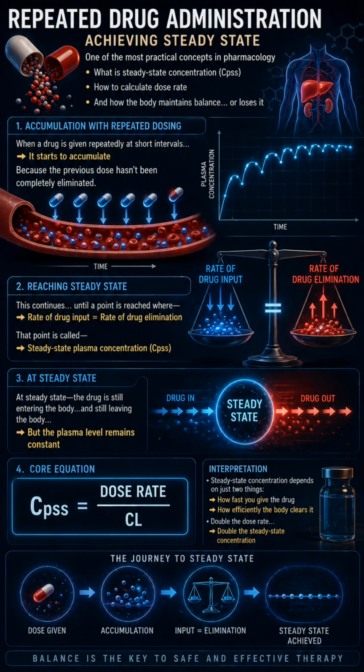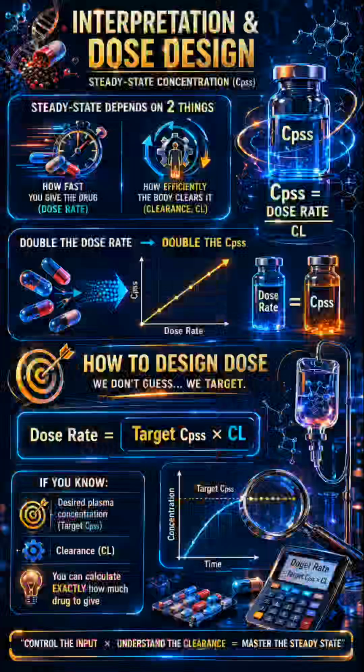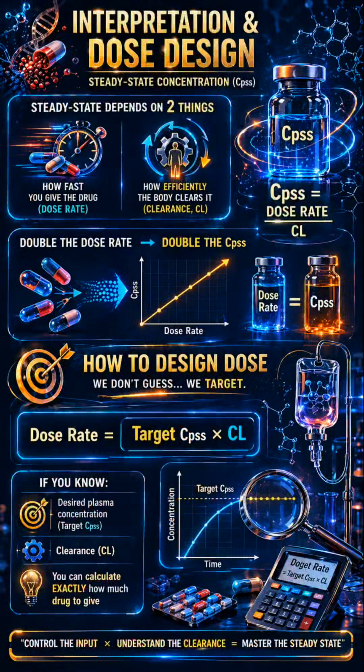At steady state, the drug is still entering the body and still leaving the body, but the plasma level remains constant. Here comes the core equation expressing it. Steady state plasma concentration, Cpss, equals dose rate divided by clearance. Steady state concentration depends on just two things: how fast you give the drug and how efficiently the body clears it. Double the dose rate, double the steady state concentration.